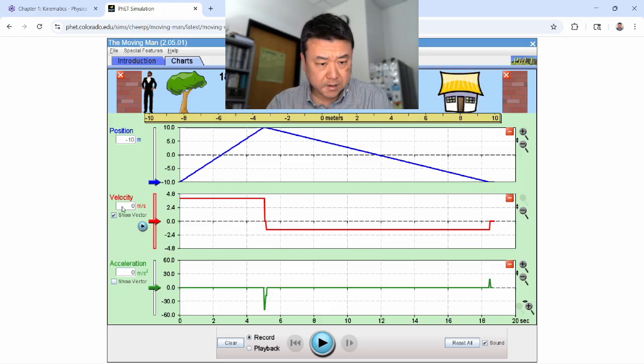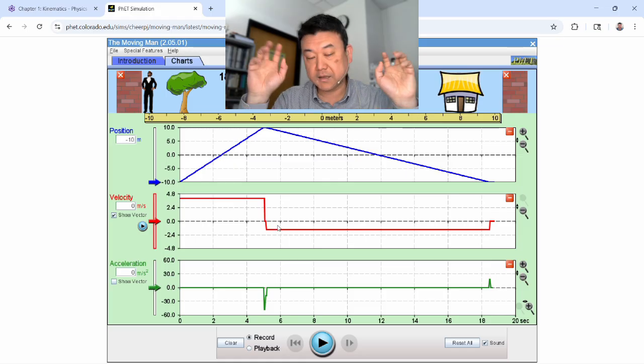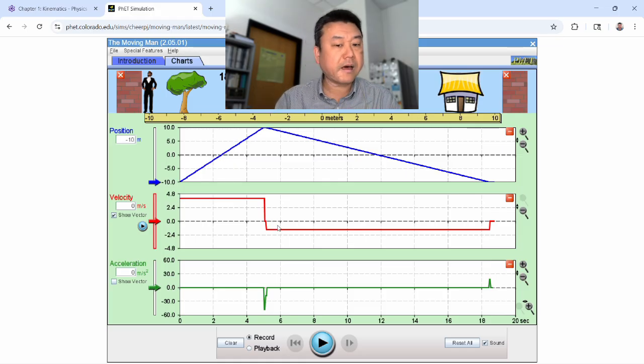And graphically in the velocity curve, it's represented by what we call area under the curve. So this area here, you compare that with the area between the zero line and the curve here. Those will have the same amount of area, one being positive, the other one being negative. So they will cancel out.